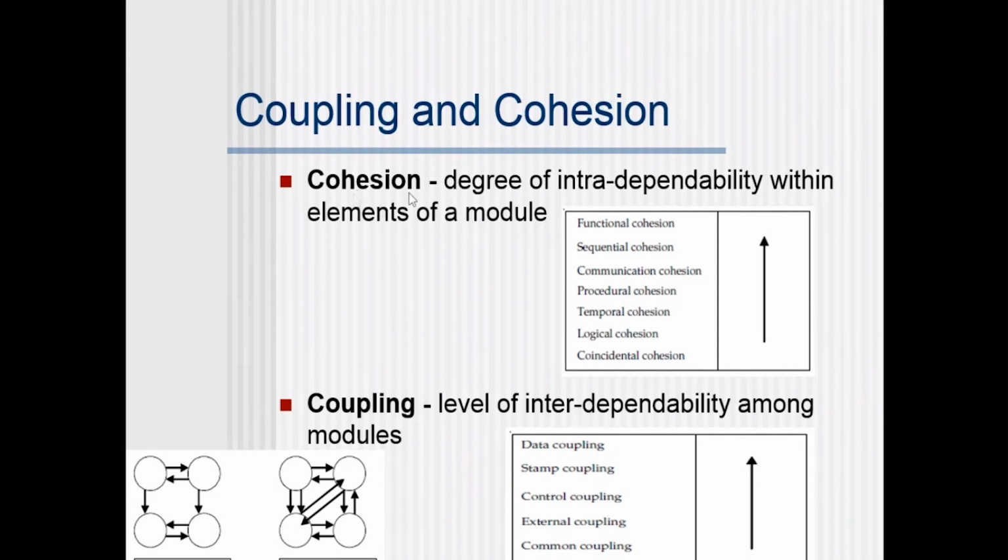So the cohesion should be high and coupling should be low. Okay, that is your good design architecture: high cohesion and low coupling. The interaction amongst the modules should be low, but the cohesion, that is the degree of interdependability within the elements, within the components of a module, should be high.